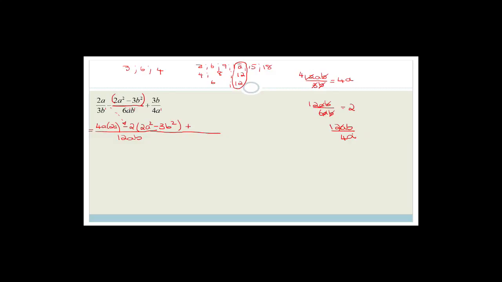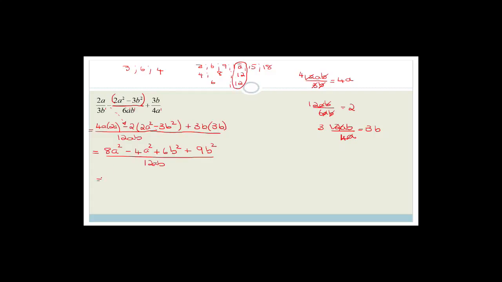Okay, so this cancels with that, and 4 goes into 12 three times, so we're left with 3b, all right? So therefore, we've got 3b multiplied by 3b, okay? Now we just have to multiply out the brackets and see what we get. So 4 times 2 is 8, and 8 times a is 8a squared minus, now, minus 2 times the first term is 2 times 2 is 4, and that's 4a squared. And then a minus times a minus is a plus, 2 times 3 is 6b squared, plus 3 times 3 is 9, and b times b is b squared, all over 12ab.